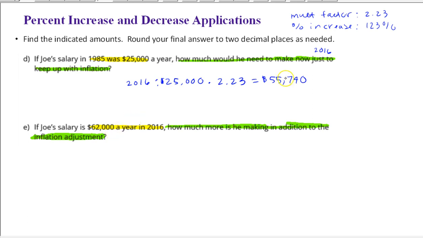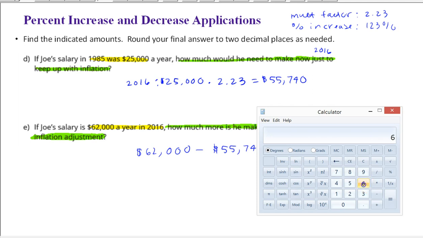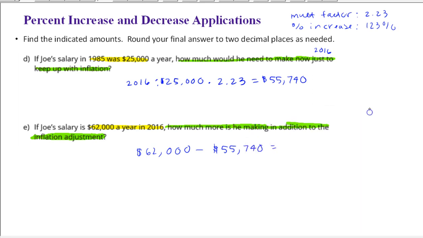So if he was making an equivalent amount that just covered the cost of inflation but didn't really give him a raise, then he'd make the $55,000, but he's making $62,000. So he's got a little bit of a raise in there. Okay, it might be tempting for Joe to think, I make more than twice the amount than I used to make, but only this small amount. It's not nothing, but it's not as much. Oops, excuse me. 62,000 minus 55,740. So 6,260 is pure raise.